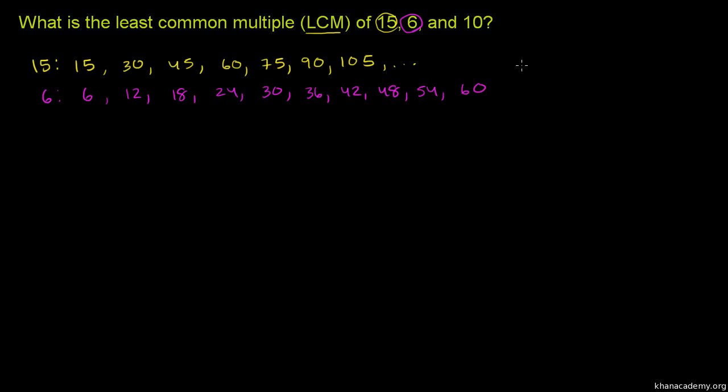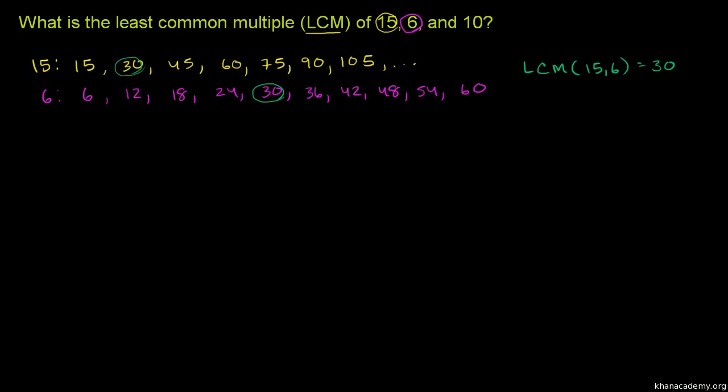So let me write this down as a kind of intermediate. The LCM of 15 and 6. The least common multiple, the smallest multiple that they have in common, we see over here. 15 times 2 is 30, and 6 times 5 is 30. So this is definitely a common multiple, and it's the smallest of all of their common multiples. 60 is also a common multiple, but it's a bigger one. This is the least common multiple. So this is 30. But we haven't thought about the 10 yet.